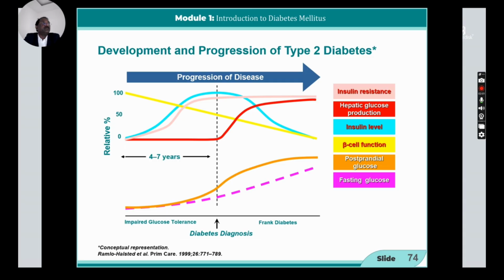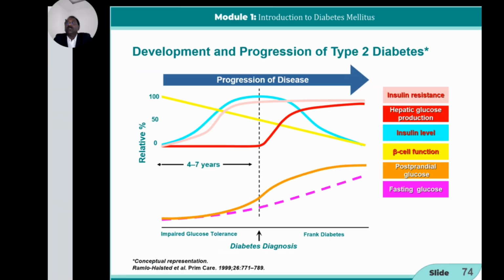Now, see here. So first, what happens with the 100? See, the yellow is beta cell function. So on day 1, we are having 100% of the beta cell function. Do you get diabetes? No. Then only you get diabetes. So once there is 10% beta cell loss, there will be hyperinsulinemia. So more and more insulin will be secreted. So that is the beta cell function.